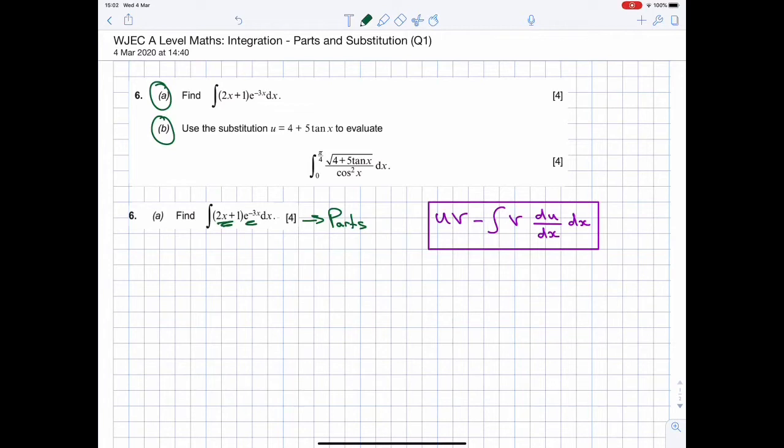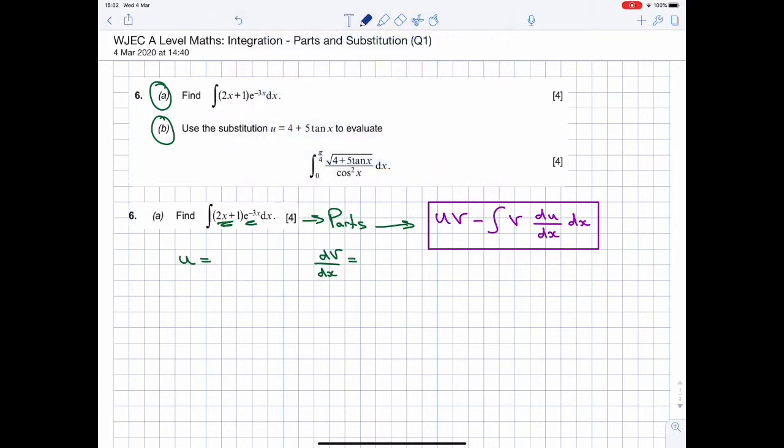On the right hand side I've written the formula used to integrate by parts. So we have uv minus the integral of v times du by dx with respect to dx. Now the first step we take when we do by parts is we always start with u and dv by dx. We're going to use the question to identify what our u is going to be and what dv by dx is going to represent.